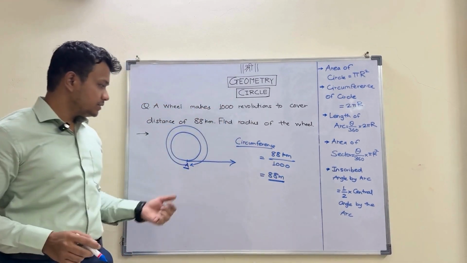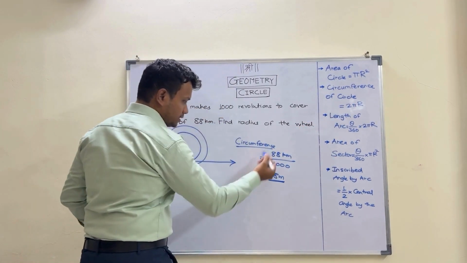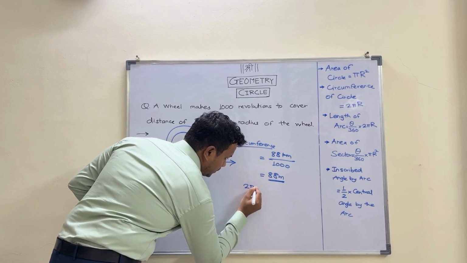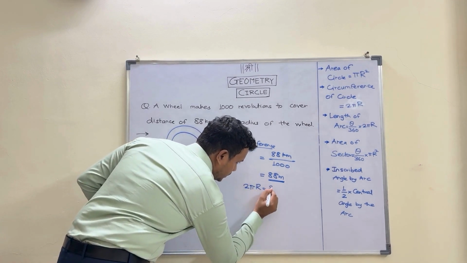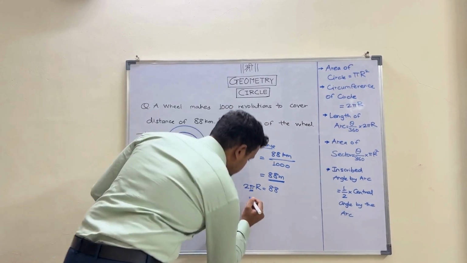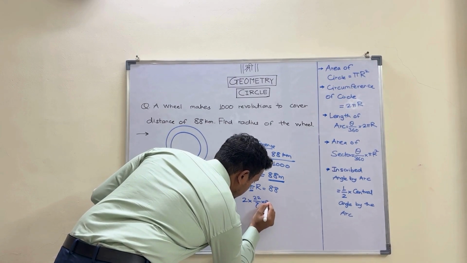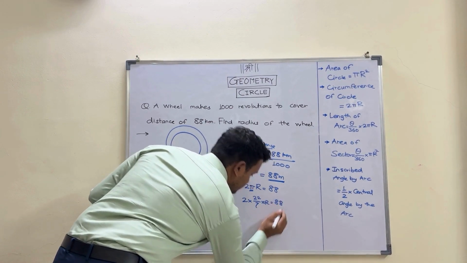And we know how to compute the circumference of the circle. Circumference of the circle is 2 pi r. So I'll just put circumference here. It's 2 pi r equal to 88, correct? Here pi I'll put as 22 by 7, just for simplification. It's 22 by 7 into r equal to 88, correct?